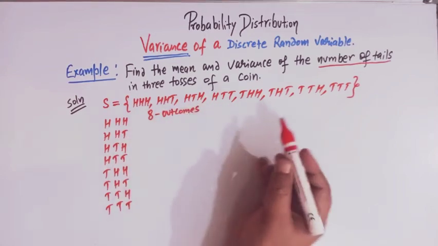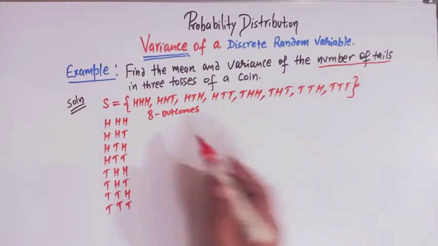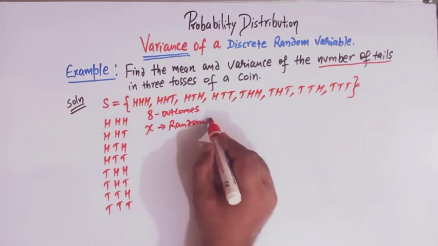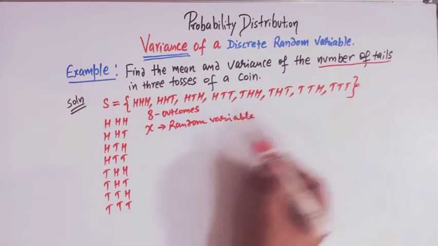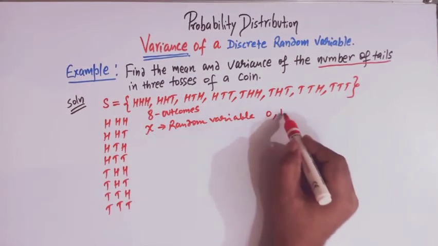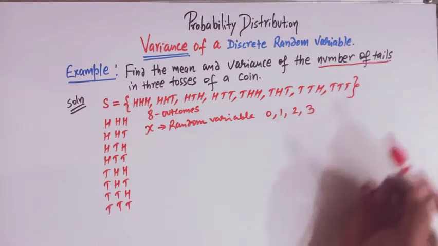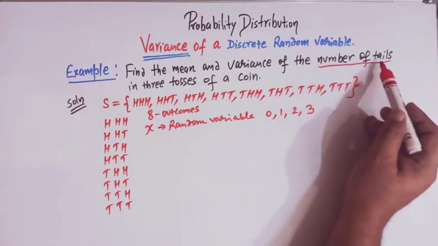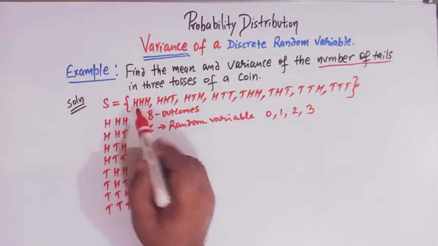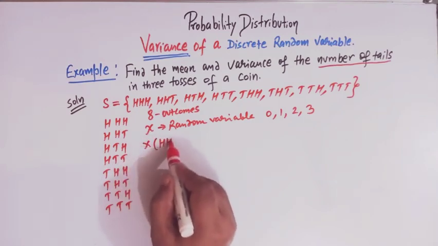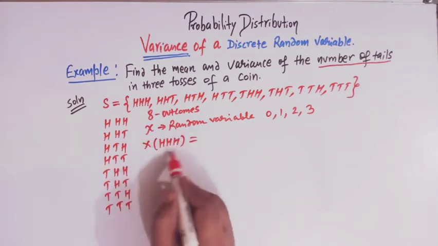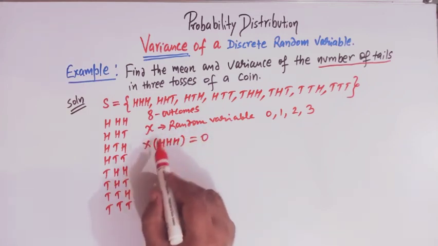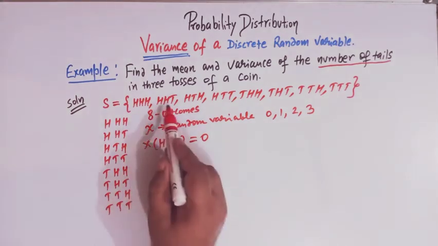Okay, now here the random variable x takes the values 0, 1, 2 or 3, right? Because the random variable denotes the number of tails, right? So when we take x of HHH, then this event does not have any tail, so x takes the value 0, right?